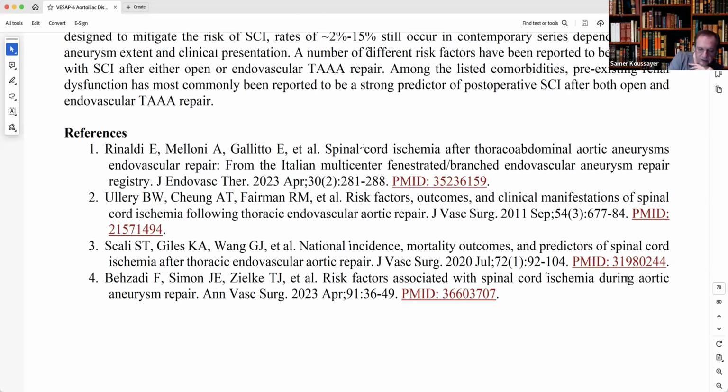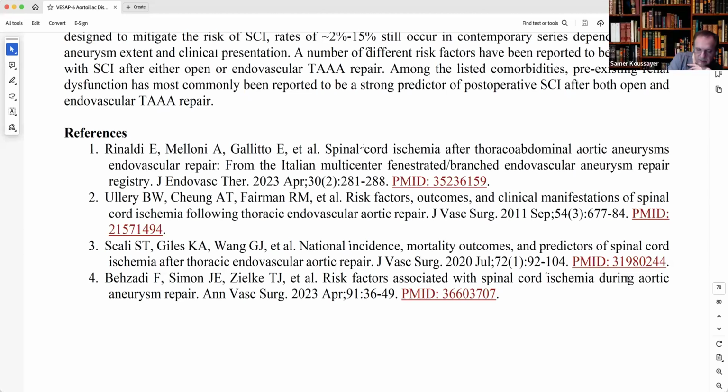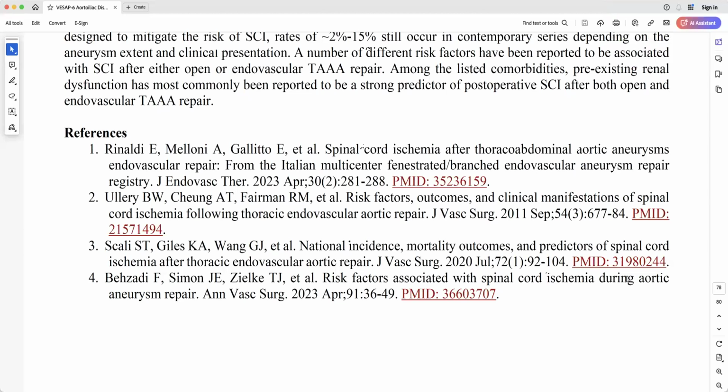Any other question, guys? Dr. Samer, one last question. We do the landing zone proximal to the entry tear. Is there any specific distance in the normal aorta? So let's say that the entry tear is 4 centimeters from the subclavian. So we will go to the normal aorta for the proximal. Is there any specific distance that should be in the normal aorta?